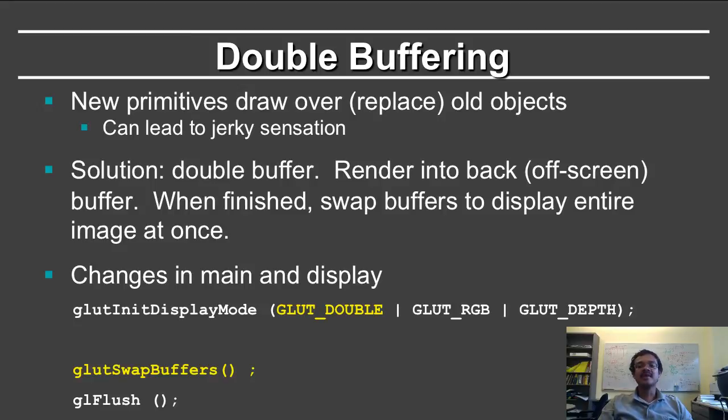The idea is you render the whole scene or the whole geometry into a back buffer, which is off screen, and when you're finished, you just swap the buffers. Therefore, the entire screen is refreshed simultaneously. You're not waiting while you see one object drawn, then the other object drawn, and you don't need to flicker because of that. This leads to a very simple change in the main and the display routine. When you init the display mode, instead of asking for GLUT_SINGLE, you ask for GLUT_DOUBLE. And at the end of display, you swap the buffers before you end the display routine and flush.